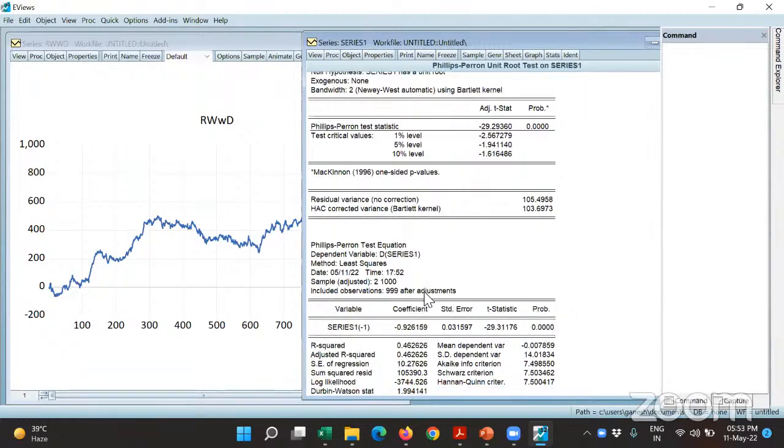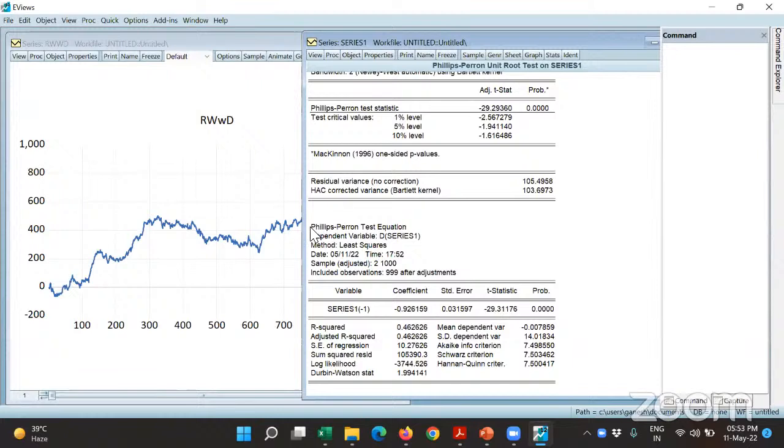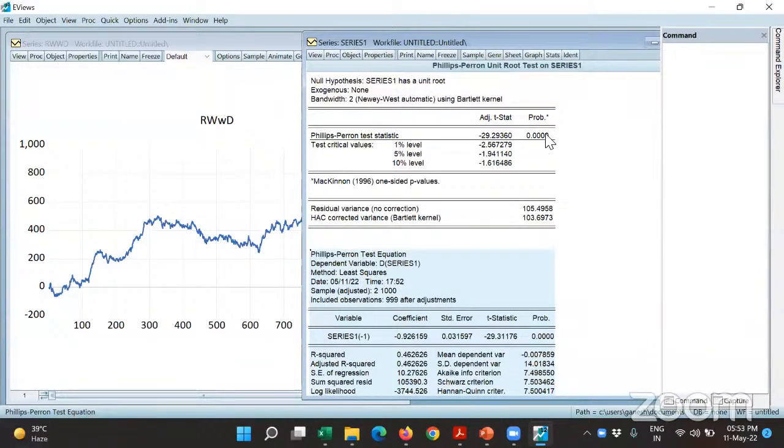If you look at the test equation, this section gives you the test equation itself. There is no intercept in it, and the p-value which you are getting is less than 0.05. That means you need to reject the null hypothesis, and the null hypothesis says that the series is non-stationary, which is getting rejected. That means your series happens to be a stationary series. That's the testing for this kind of series.